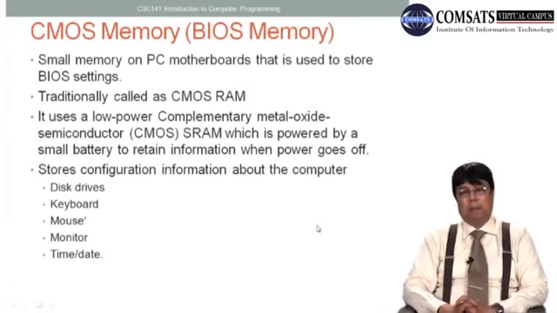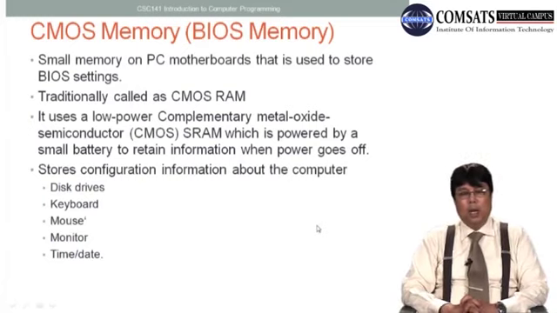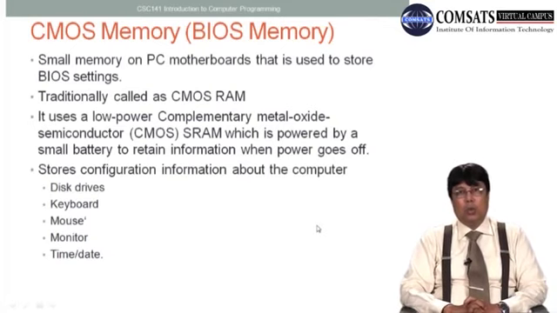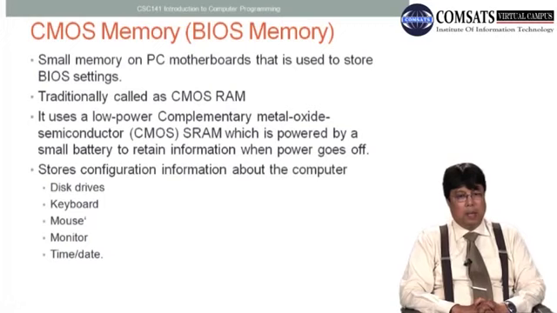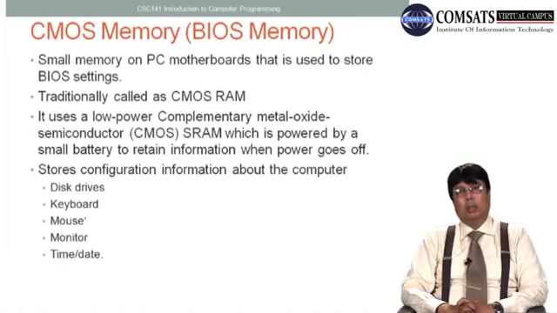Next is CMOS memory, BIOS memory. BIOS stands for basic input output system. This is a small memory on the PC motherboard that is used to store BIOS settings, basic input output settings. For example, the clock, the time clock, calendar, date and time, that is saved in this CMOS, saved in BIOS memory, having a technology called CMOS technology.